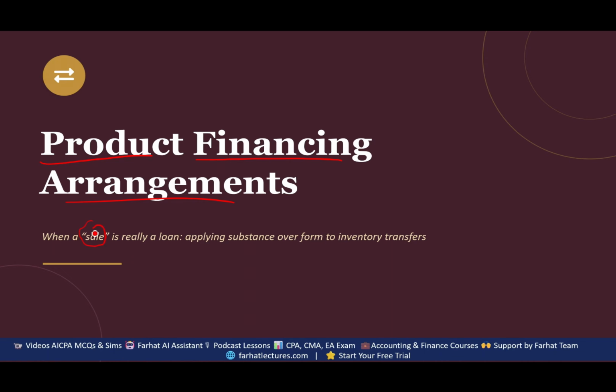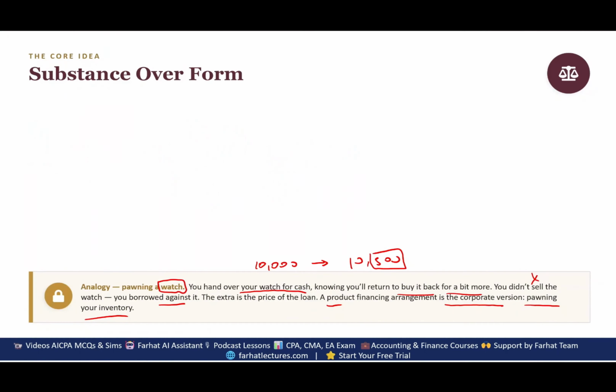It looks like a sale, like when you gave your watch to the pawn shop and they gave you cash, it looks like a sale, but it's really a loan. So what we have to do under those circumstances, apply substance over form to that inventory transfer. And this is the core idea, substance over form. This is what we will discuss in this session, including journal entries as well as examples. Let's go ahead and get started.